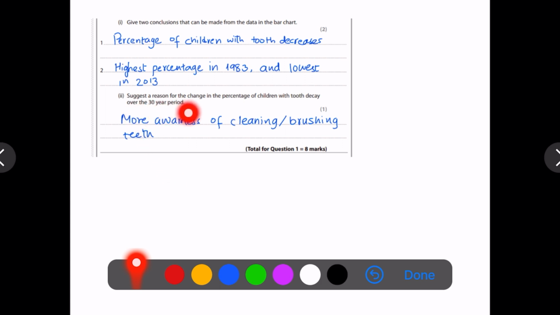Suggest a reason for the change in the percentage of children with tooth decay over the 30 year period. There could be many reasons, like more awareness of cleaning or brushing the teeth, or visiting the dental clinics more often, or personal hygiene like using floss or fluoride toothpaste.